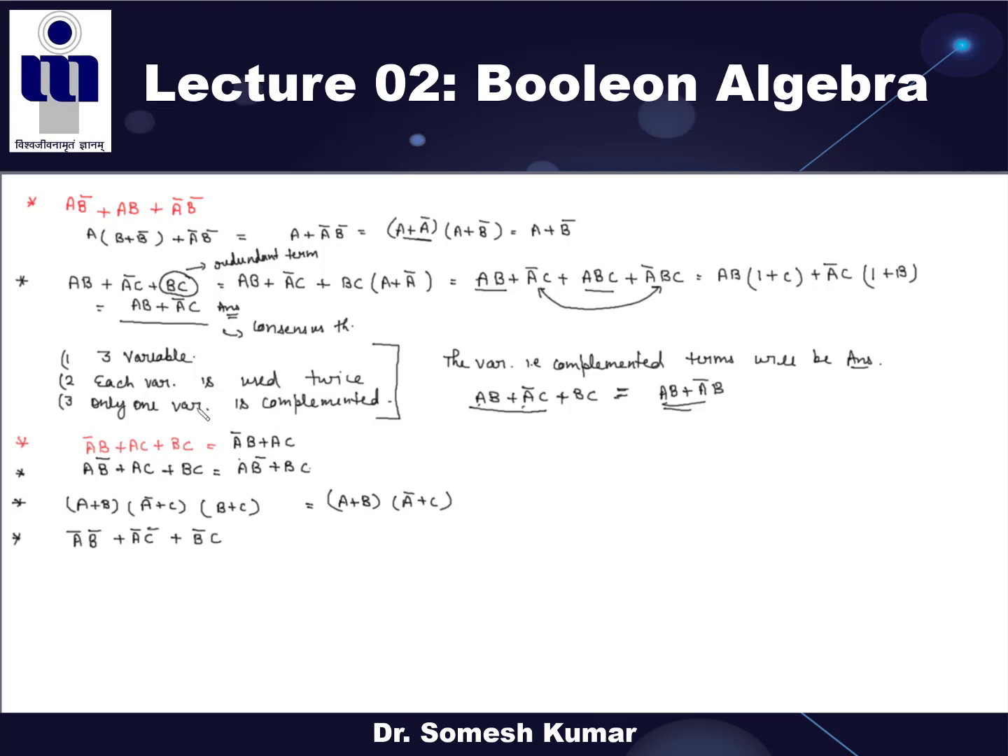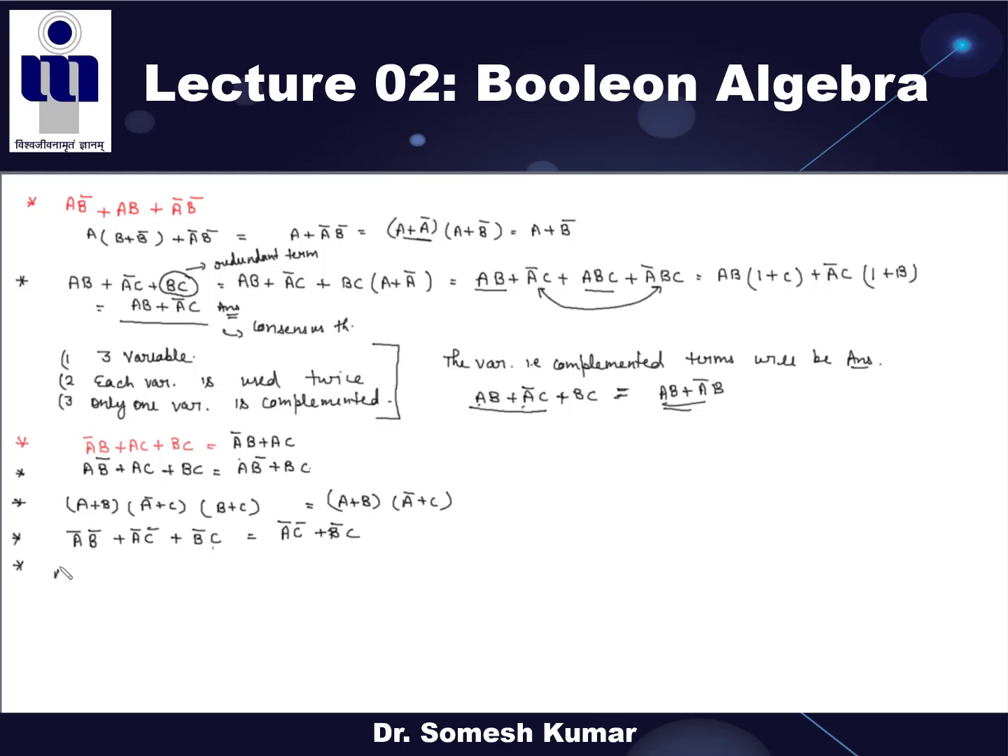In one way this theorem says only one variable is complemented, but if the function is like this, where all other variables are complemented and only one variable is not complemented, the consensus theorem is applied in this case also. The answer is the uncomplemented terms, which here is C. The terms which contain C are the answer. Like this also we can apply this theorem. Clear?